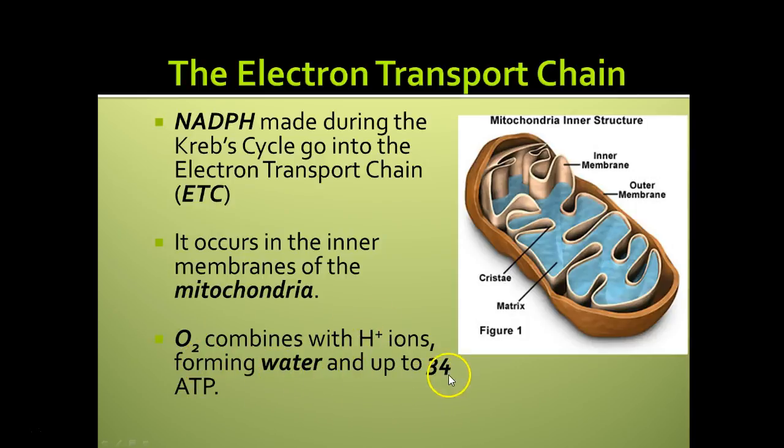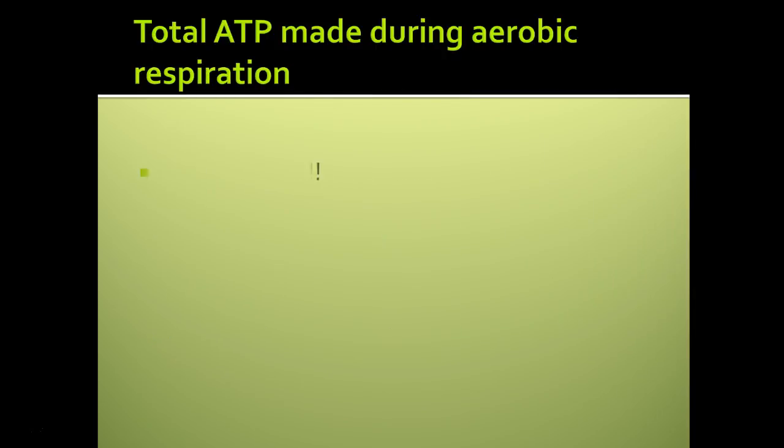But the big payoff is this right here. The cell gets 34 ATP molecules from the electron transport chain. You probably want to put a star by that in your notes because that's where most of the ATP in cellular respiration is made. It's made during this electron transport chain. So if we total them all up, remember there was 2 made from glycolysis, a net of 2. There was 2 ATP that were made from the Krebs cycle, and there was 34 that were made from the electron transport chain. So that's a total of 38 ATP.